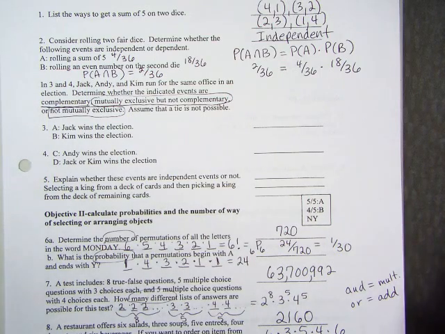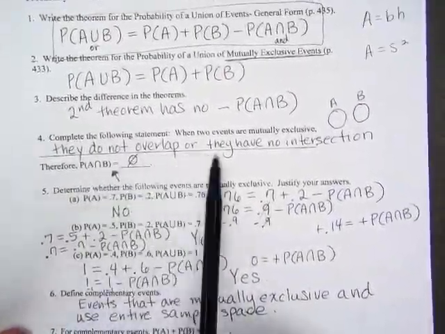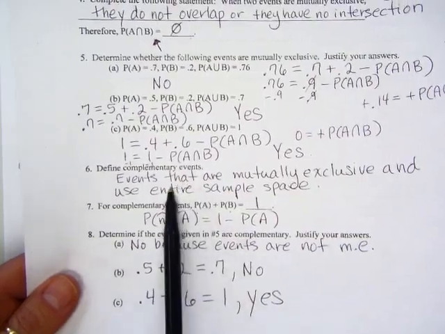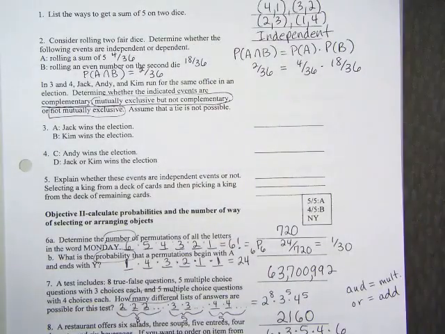Now, we're not running numbers here because we don't have any numbers for Jack and Kim and Andy in terms of their election. So what we have to base this on are the definitions. Mutually exclusive events have no intersection. Complementary events use the entire sample space and are mutually exclusive. And those are the two things we want to think about.